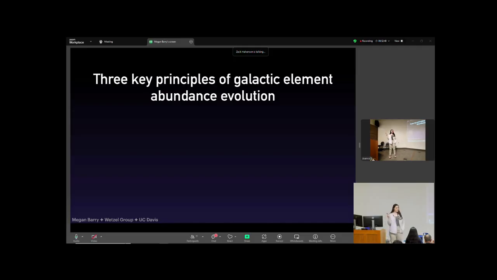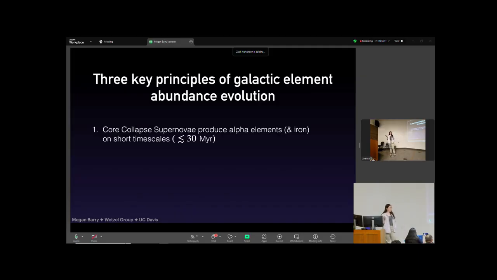All right, so to get to the bimodality part, I'll have to introduce quite a bit of galactic element abundance evolution, which I think not everyone is familiar with, but I will try to keep it a bit simple. So there's three key principles that you should know in order to understand the basics of my results. So the first is that core collapse supernovae produce alpha elements and some iron on short timescales. So by timescales, I mean after star formation begins in some population, core collapse supernovae turn on quickly, and they also turn off quickly after star formation has begun.